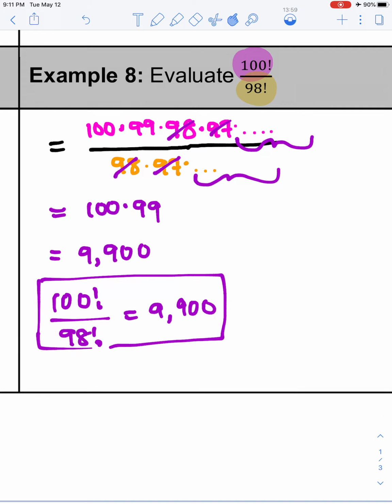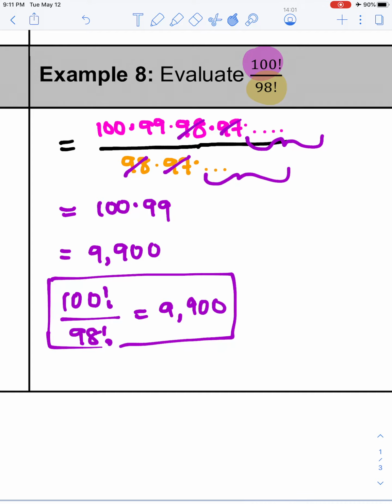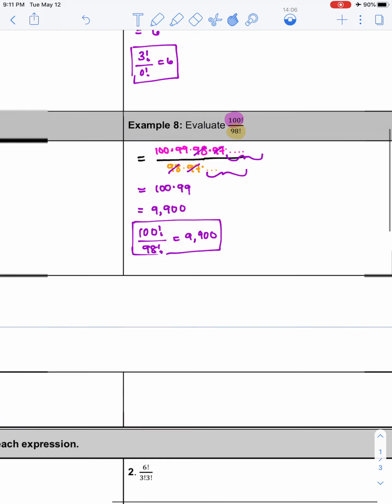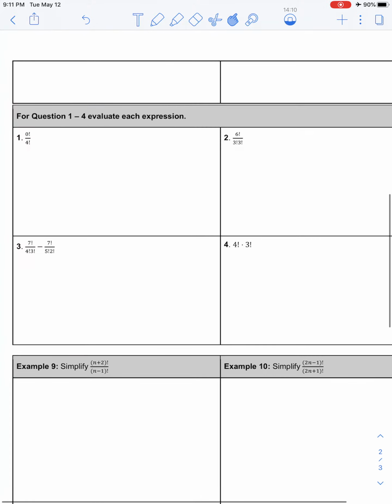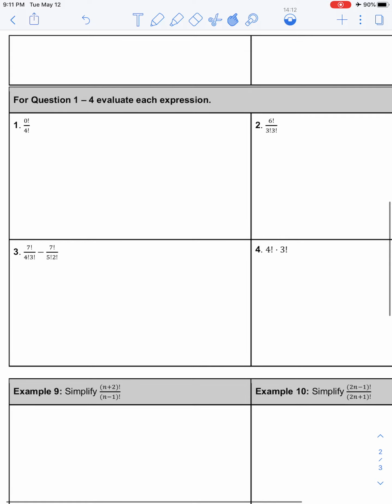All right, at this point, I would go ahead and try questions 1 through 4, making sure that you're checking your work against the answer key, reaching out to me via email or in office hours if you have any questions about those. And in the next video, I'll take you guys through examples 9 and 10.